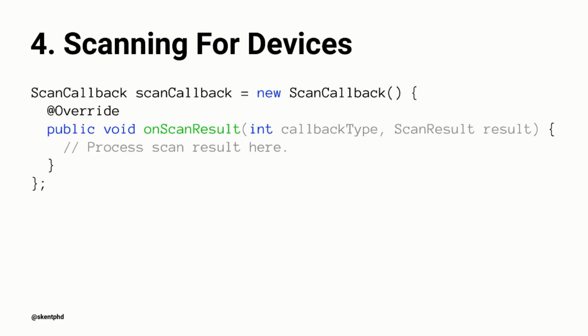So the scan callback basically has one method, it's an on-scan result, and you will just get results given to you here one at a time as they come in. So it's not waiting and batching and then giving you everything at once. It's feeding them to you real time. So every time you get that, you'll need to do something with the scan result.